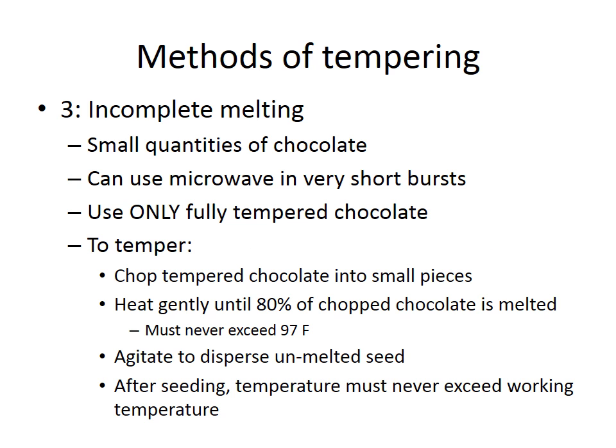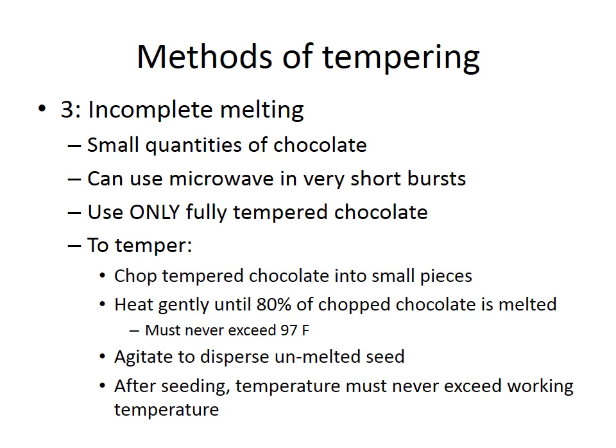Okay, the third method is called incomplete melting, and this is good for really small quantities of chocolate. If I just have to temper a tiny little bit of chocolate, I can use this incomplete melting technique. I can use the microwave for this, but again, in very, very small amounts. We're talking half a cup of chocolate or so.